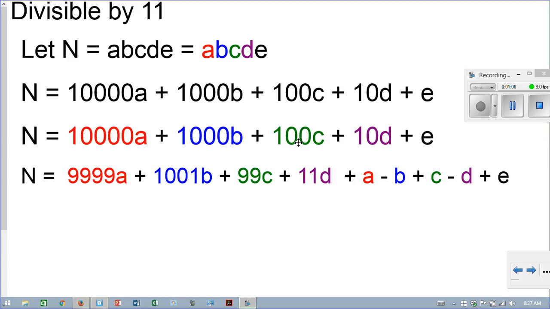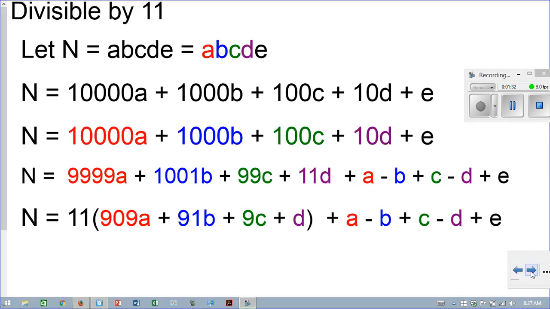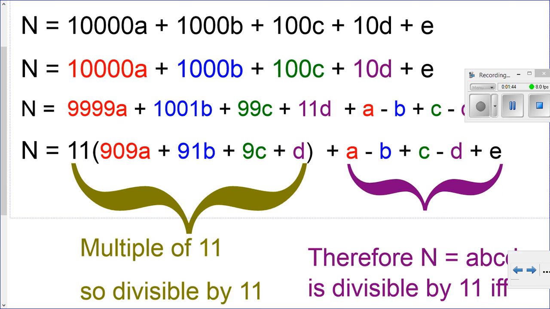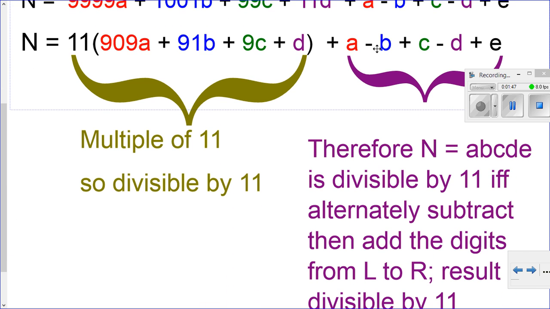With my 100C, I'm going with a 99C, and then I need one extra C here. When I look at 10D, I want 11D, but 11 is one more than what I had here, so I need to have a minus D over here. My purple ones here really give me my purple here. So I'm going to go ahead and factor 11 out of that first part. So then I have what's left over here. So I have my multiple of 11, so therefore the first part's divisible by 11.